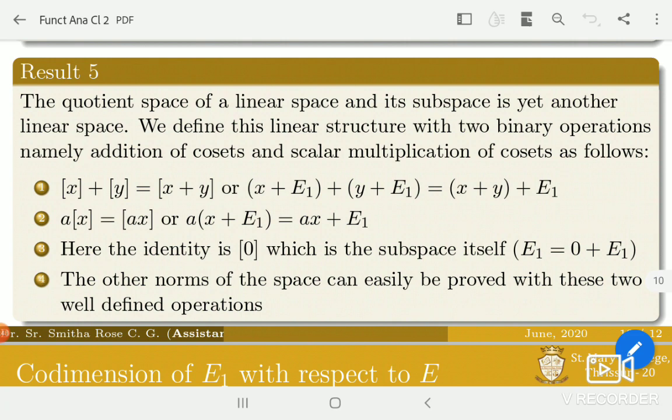Coset x plus coset y is equal to coset x plus y. Then a times coset x is equal to coset ax. Here the identity will be the coset 0, which will be E1 itself, the subspace itself, that we have proved in result 2. Then the other axioms of the vector space or linear space can easily be proved with these two well-defined operations, and that also I am giving you as homework.